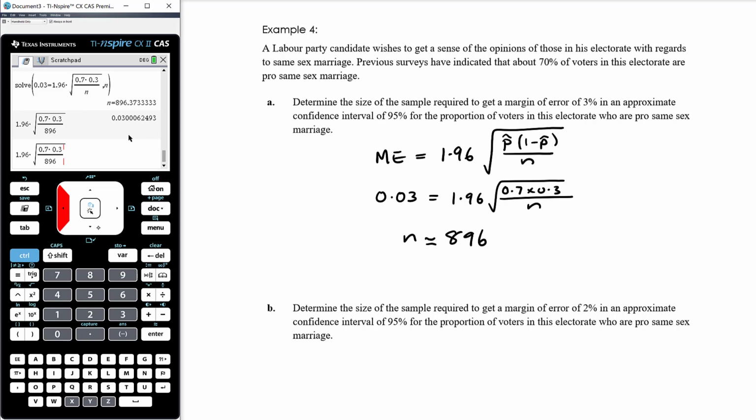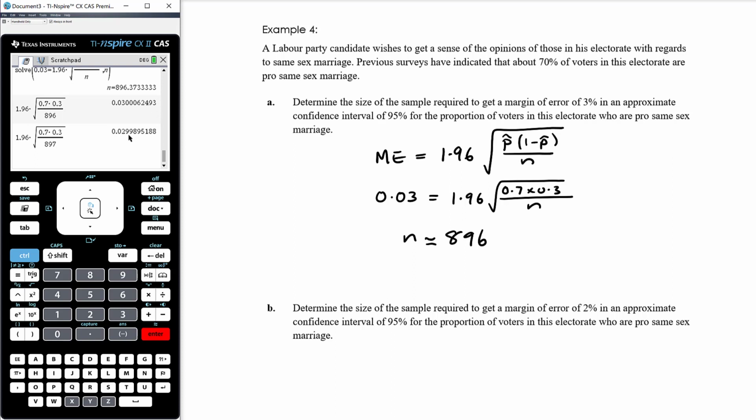If the number had been such that we'd had to round up to 897, we would have found that our margin of error is actually just under 3% or 0.03. And so we do sometimes need to be careful about the rounding. So you're going to need to round down to ensure that you get at least that level of confidence. If the sample size is approximately 896, then we can ensure that we'll get a margin of error of only 3%. So if we want to work out what margin of error we are comfortable with, that determines how big a sample we need to take.